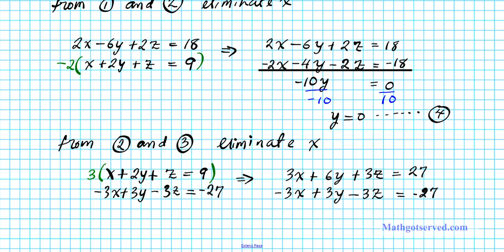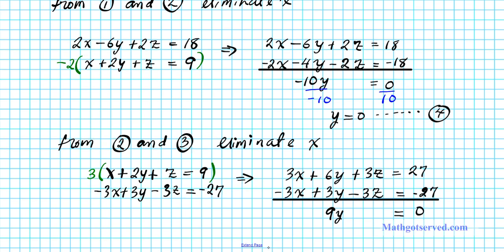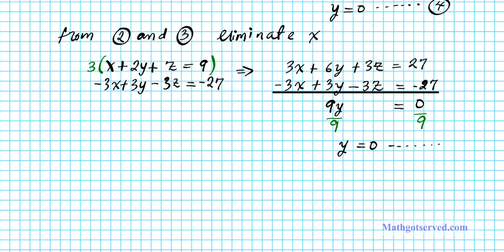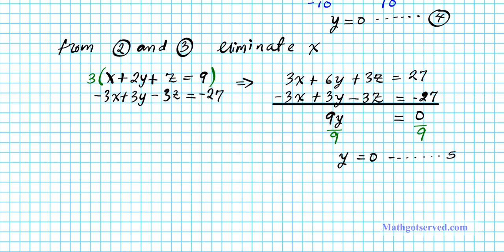Okay, now we'll combine these two equations linearly. When we combine them, we'll have this adds up to 0, this adds up to 9y, this adds up to 0, and this adds up to 0 also. So here when we divide both sides by 9, we will have y equals 0. And this right here is equation number 5. So now we're going to set up a system of equations using 4 and 5.